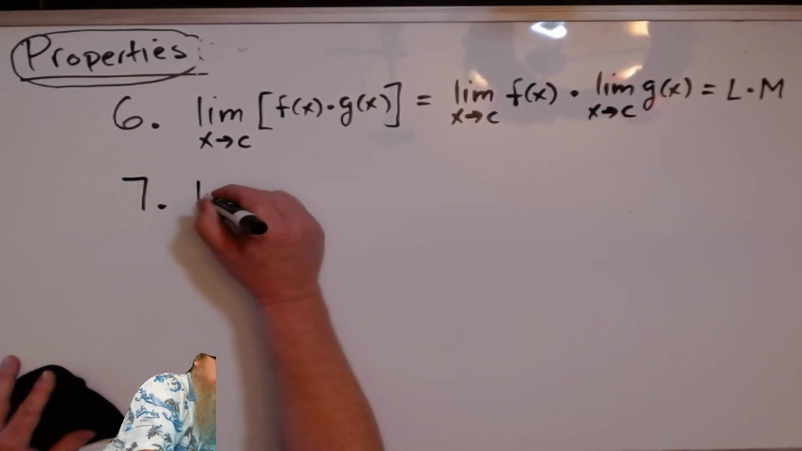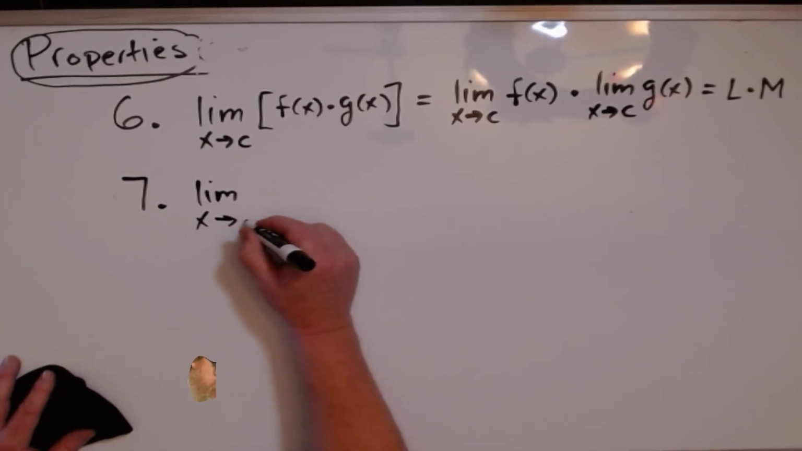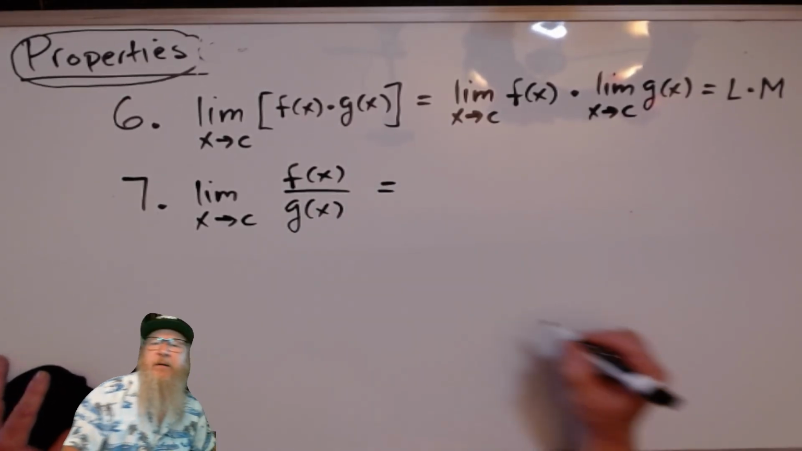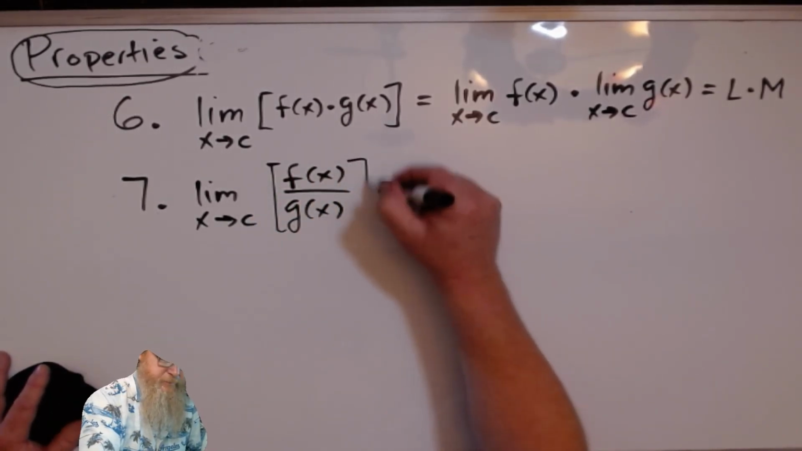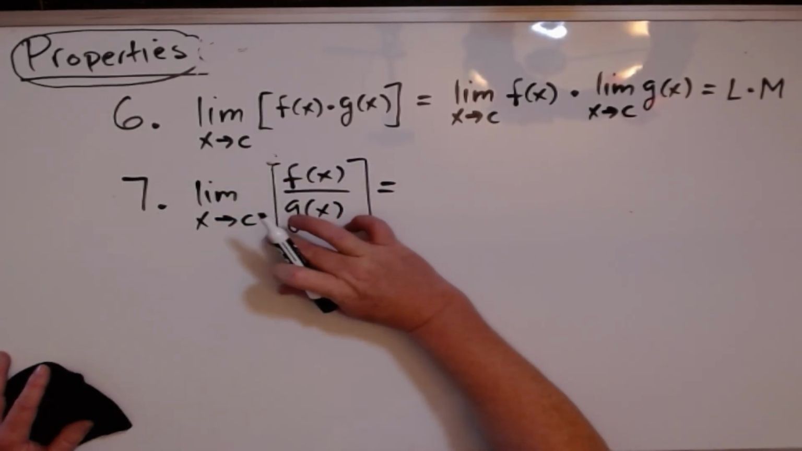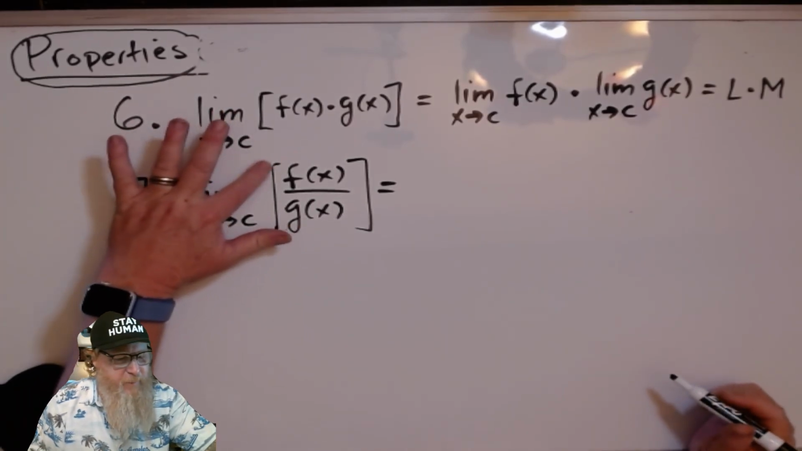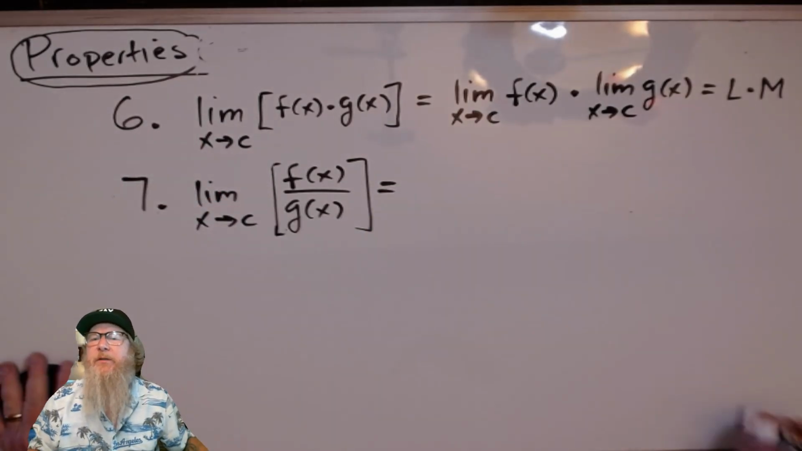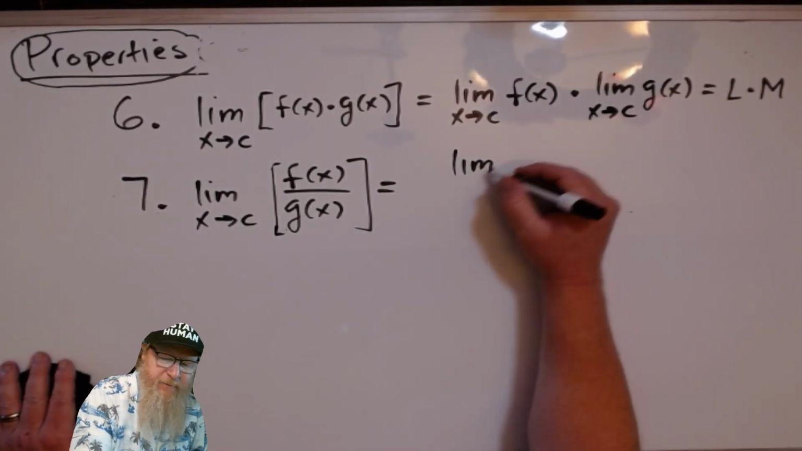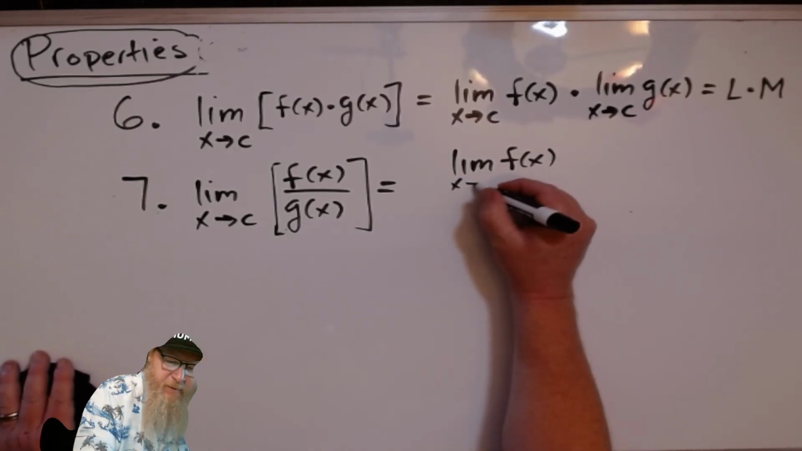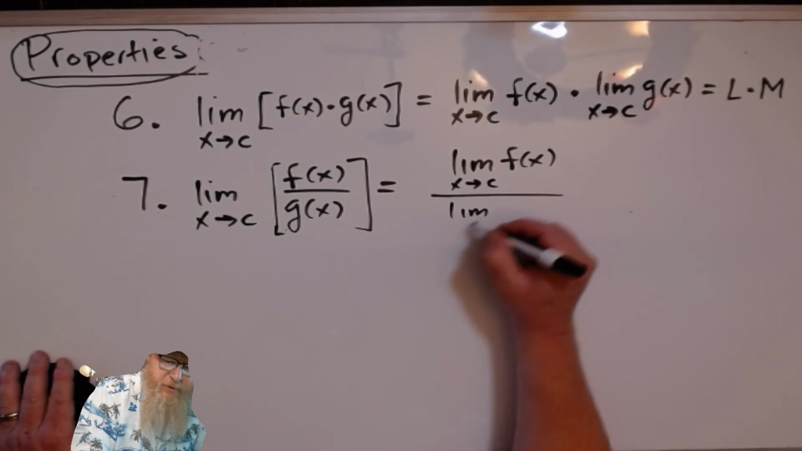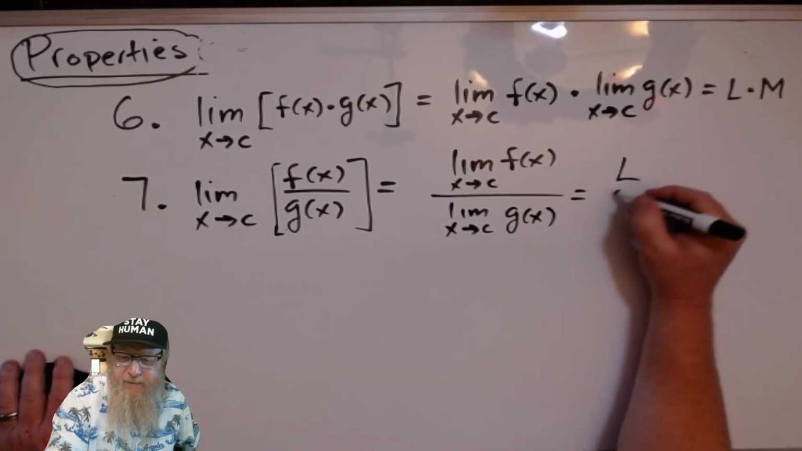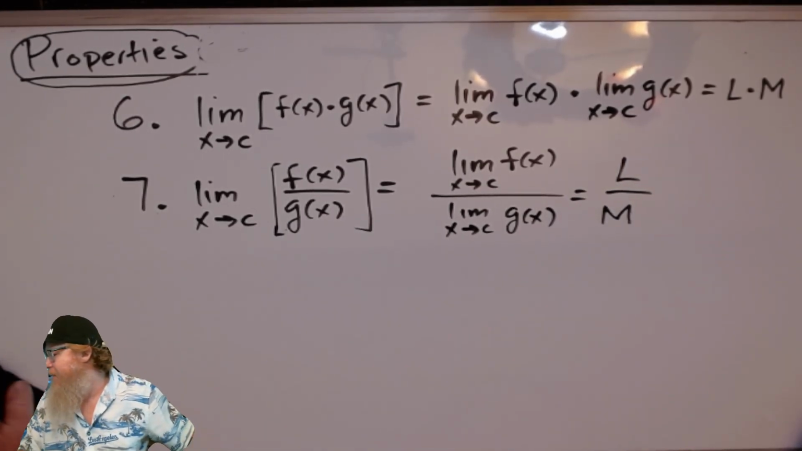Property number 7 is sometimes called the quotient property. F of x over g of x. I'm using the brackets just as a grouping symbol, just to group them together. They're not really required. If you wrote them without the brackets, the property would still be true. This would be the limit of f over the limit of g. Now this one does have a caveat. M cannot be equal to 0.